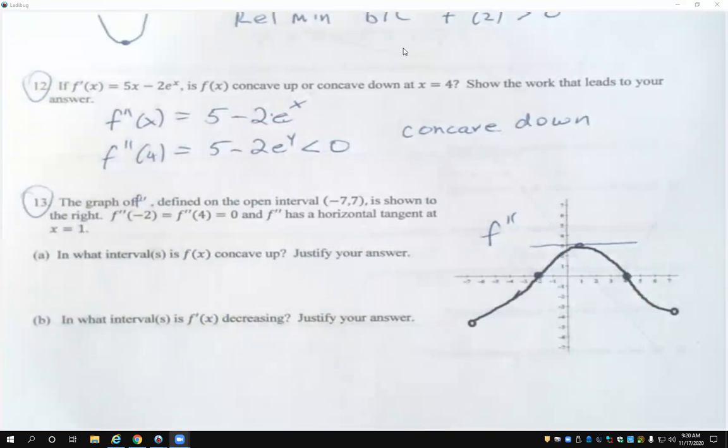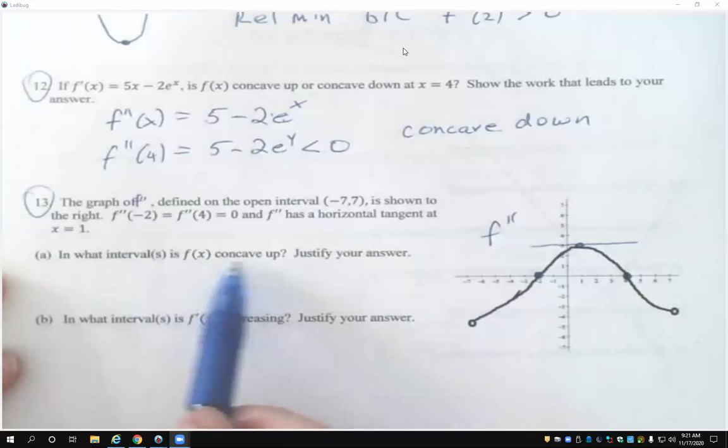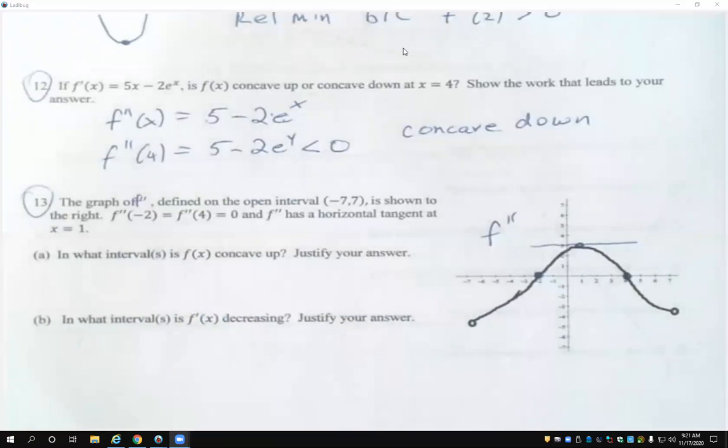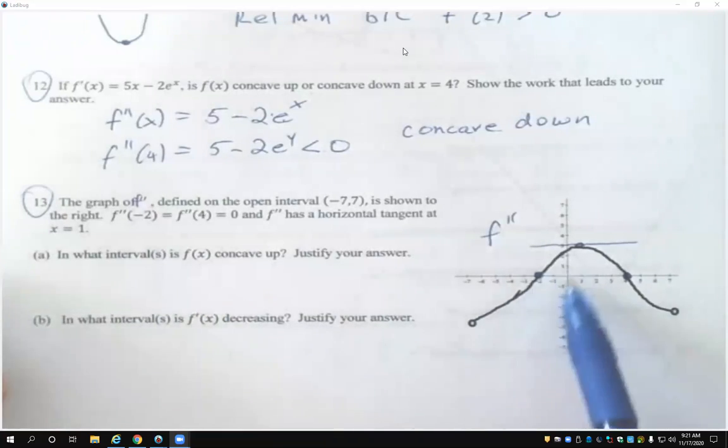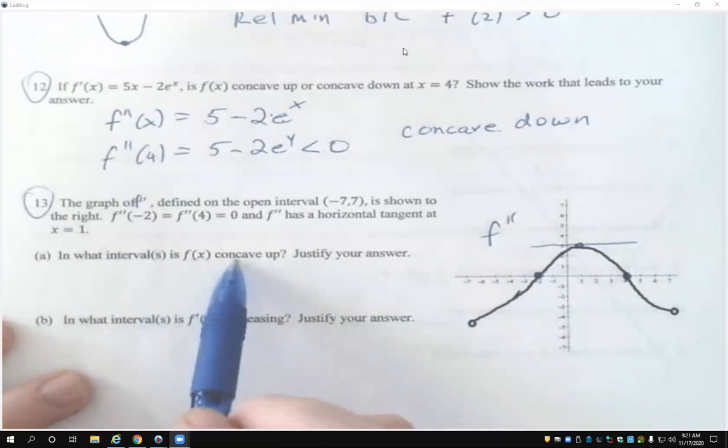The two questions are different. The first question is, in what intervals is f concave up? Please remember, 99% of the time, they're not going to ask you a question about the graph you see. They're going to ask you a question about the graph you do not see or the equation you do not see. This is f double prime. They're asking us about f. Well, where is f concave up?